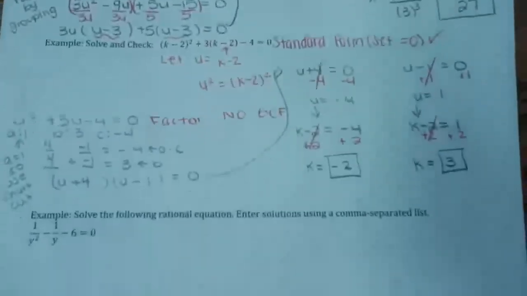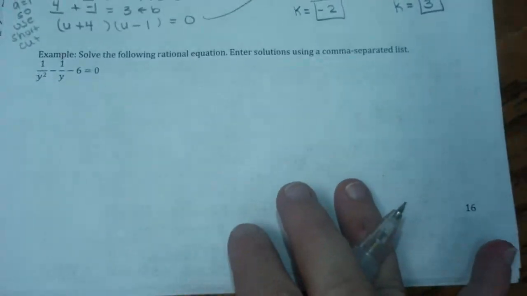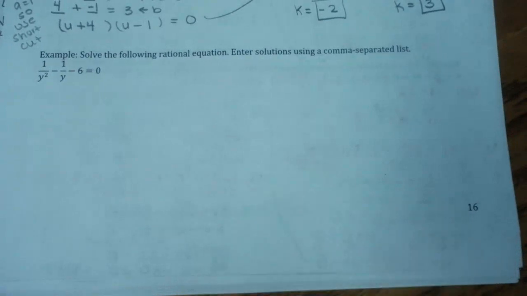Last one. So solve the following rational equation. Remember, rational means fraction. Enter the solution using a comma-separated list. 1 over y squared minus 1 over y minus 6 equals 0.